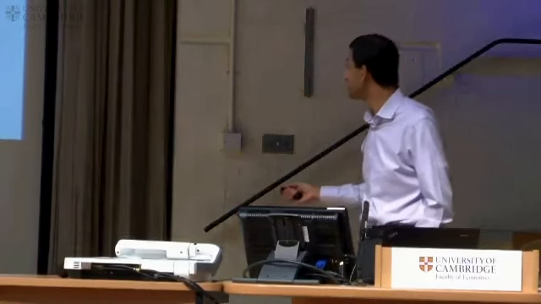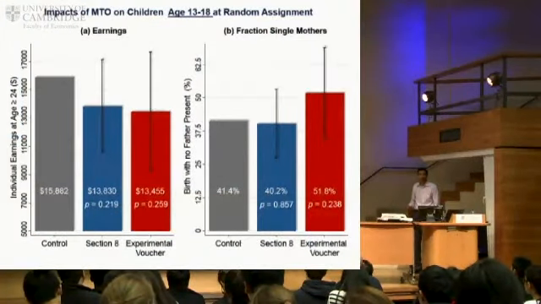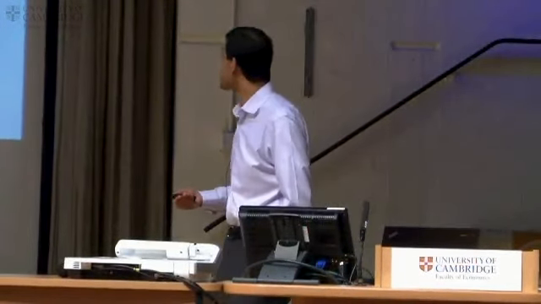If anything, it looks like they're doing slightly worse than the children who stayed back in Harlem in the high poverty housing projects. Similarly, if you look at the single parenthood outcome, they're actually just about as likely to become single parents, if anything, slightly more likely to become single parents if they're in the experimental voucher group.